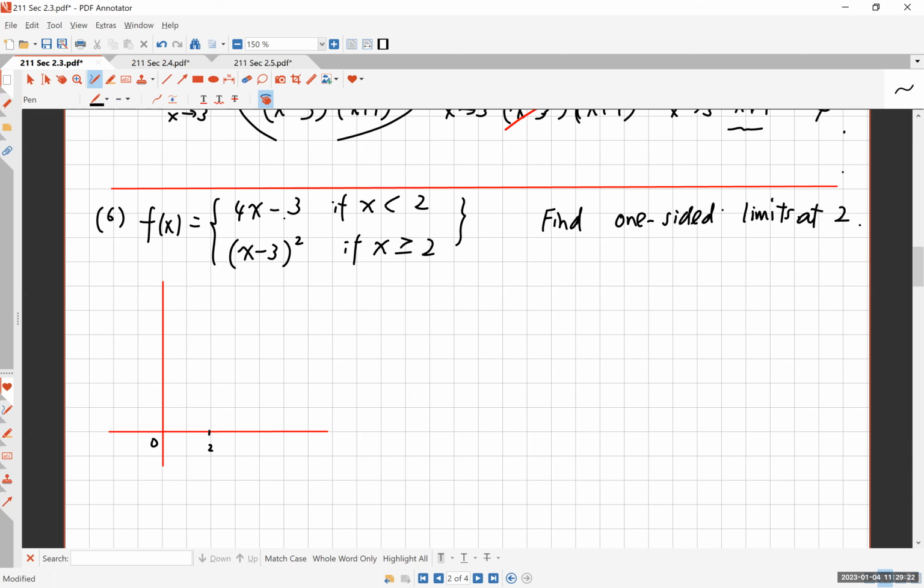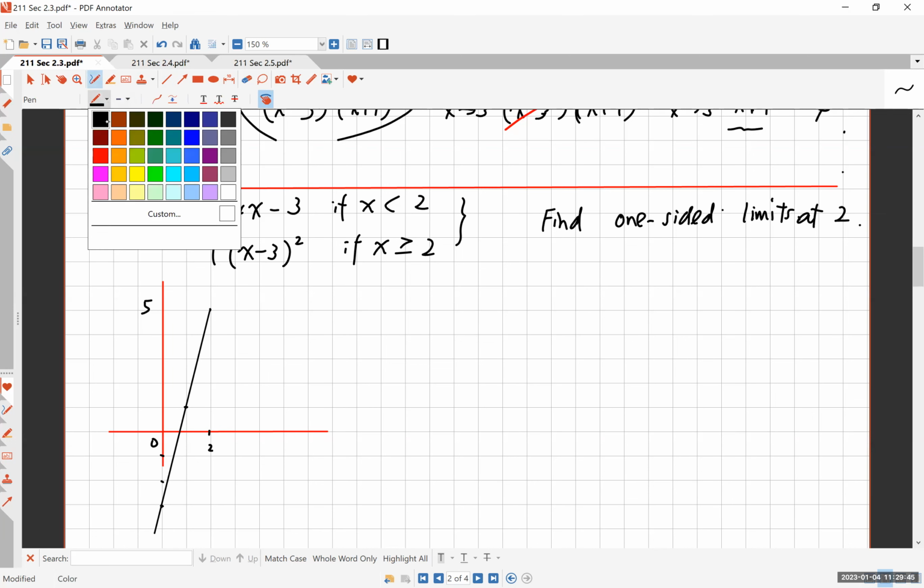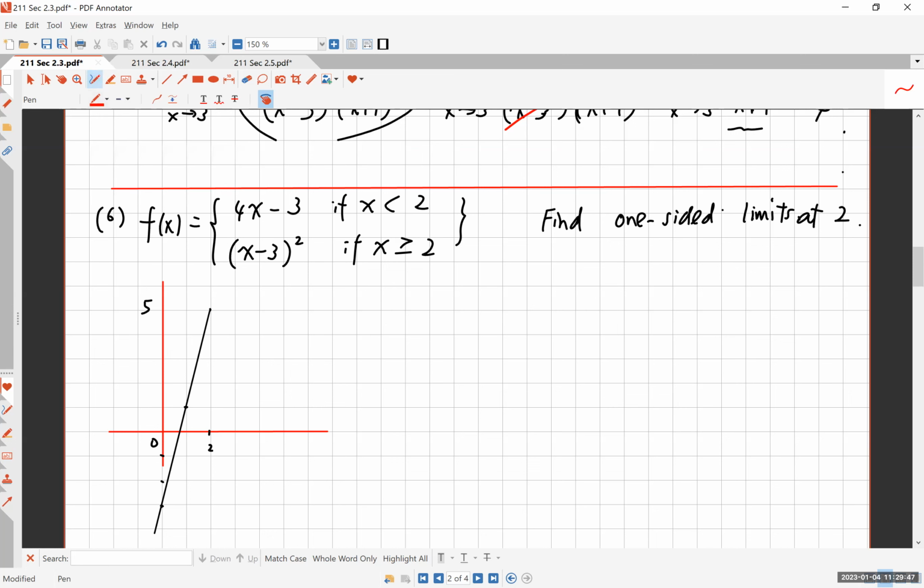All right, now the first part says 4x minus 3, 1, 2, 3. So the y-intercept is -3. It goes up by 4 each time. 1, 2, 3, 4. So it looks like y is approaching 5. Let me go ahead and extend this a little bit. You can do this on your own. You know how to graph a line, right?